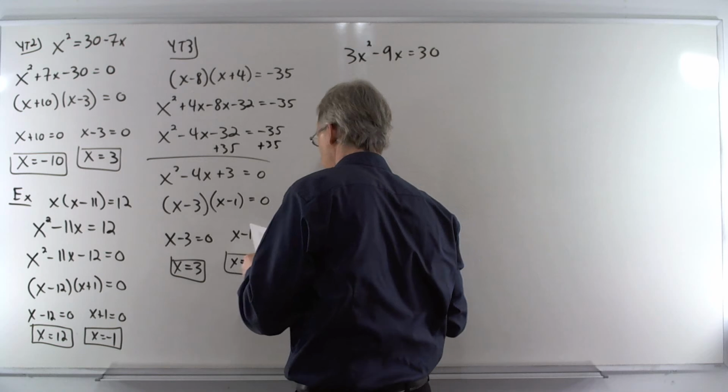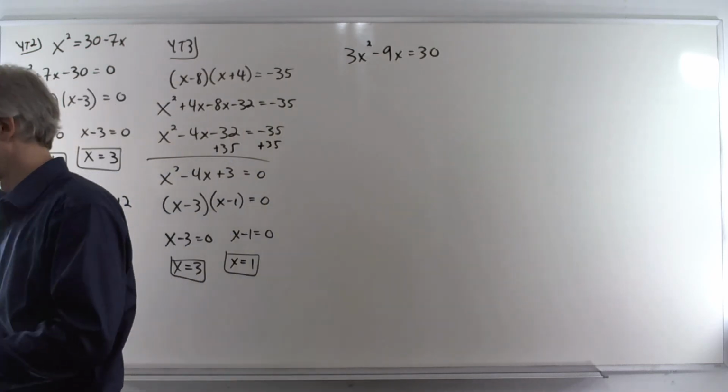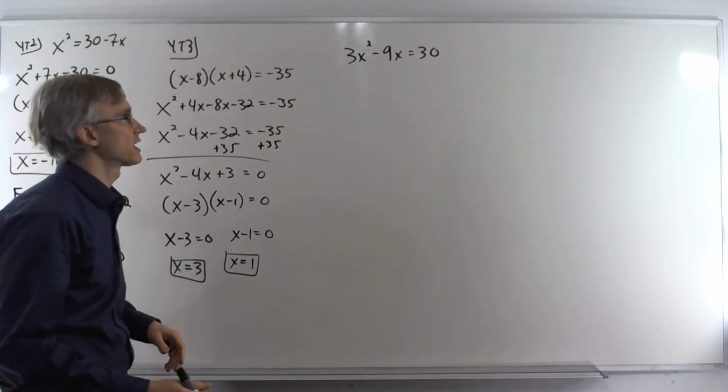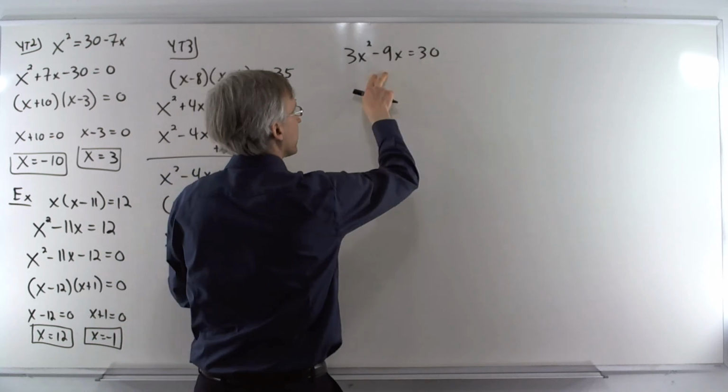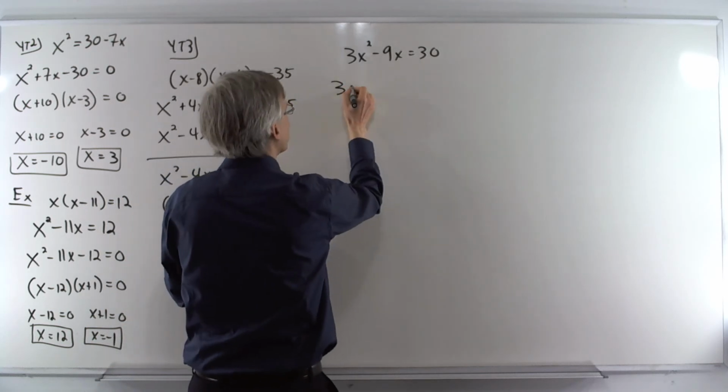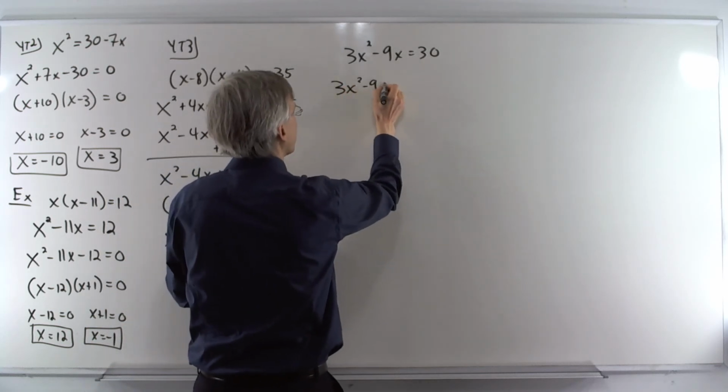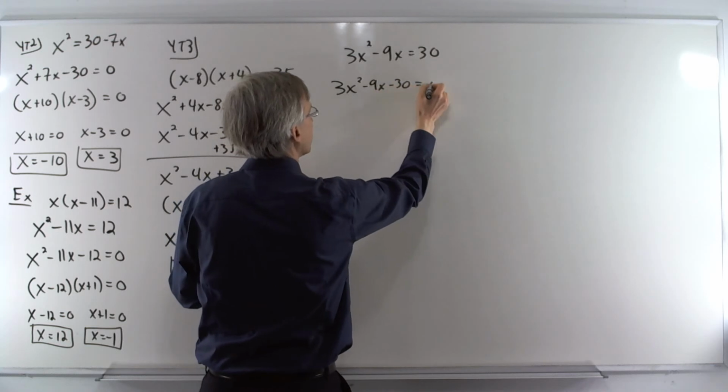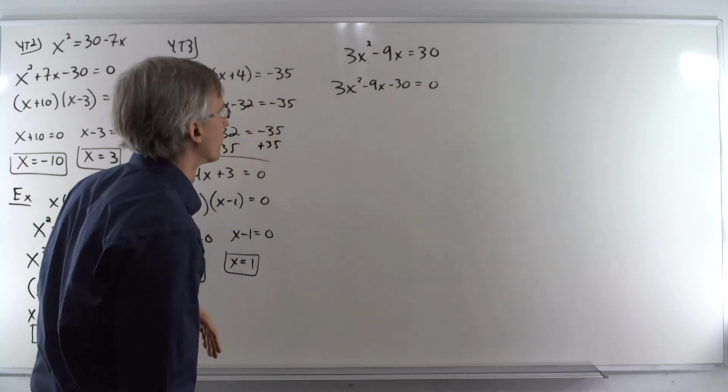We have 3x squared minus 9x equals 30. So putting this thing into standard form, I'm going to move the 30 to the left-hand side. That's going to make it negative. So we get 3x squared minus 9x minus 30 equals 0. So now we're in standard form.